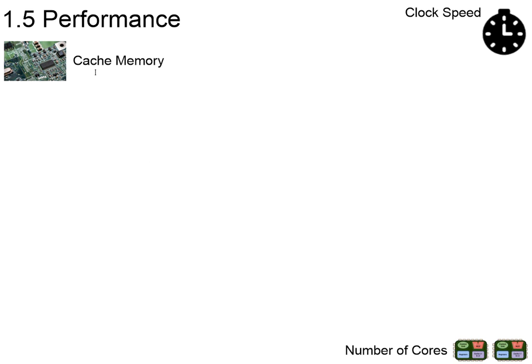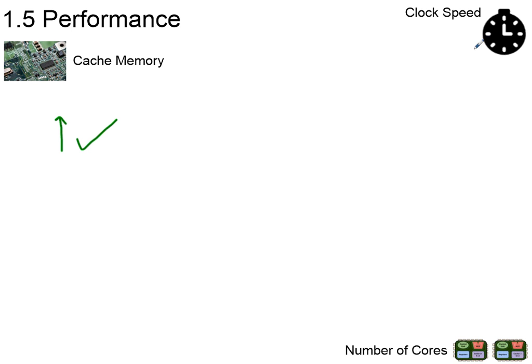So the first one is cache memory. The more cache memory that you have, the faster your computer is going to run because it is closer to the CPU and can therefore access data much more quickly. So the more cache memory you have, the faster your computer will generally be because it's much closer than other types of memory such as RAM.